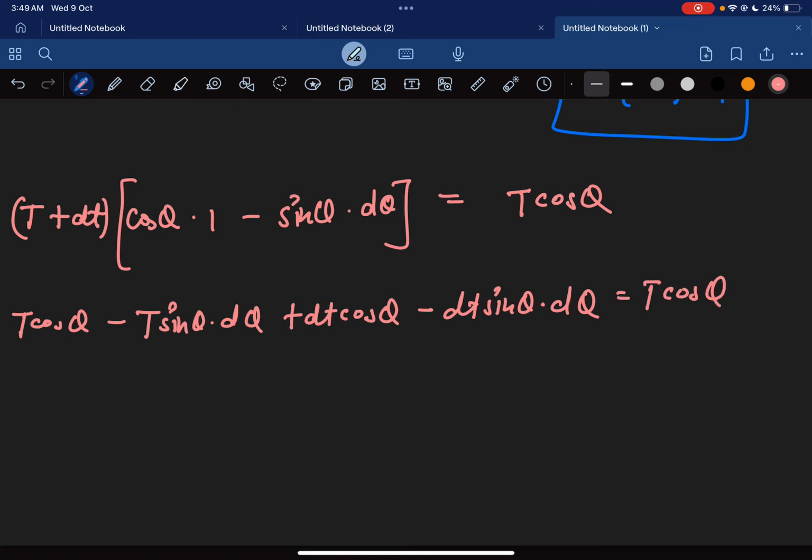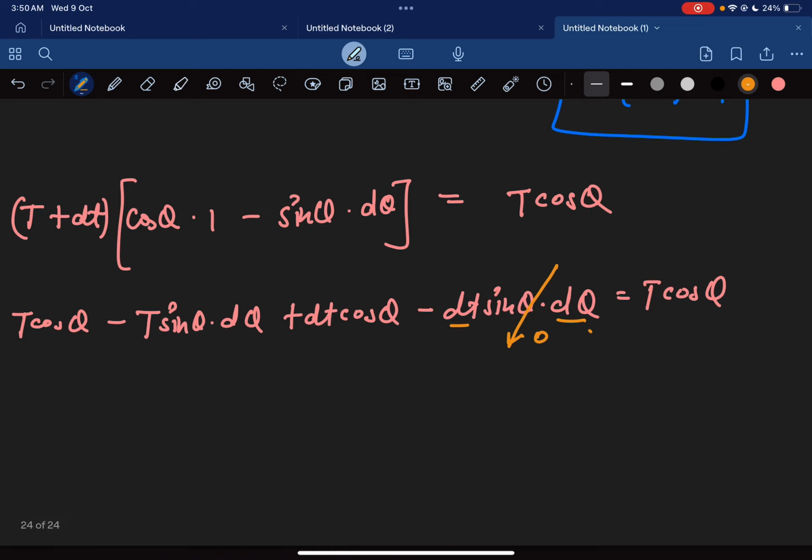Now one more thing you will learn from this step, that the product of two infinitely small numbers. What is dt and d theta? dt and d theta are two infinitely small numbers which are tending to 0. So the product of these two infinitely small numbers is always 0. So just remember it from now onwards that the product of two infinitely small numbers, or three infinitely small numbers, is always 0.